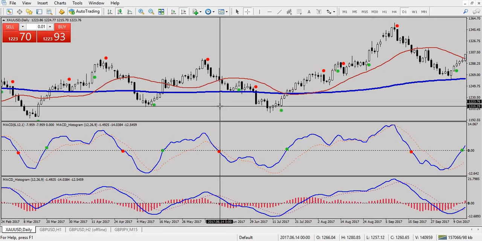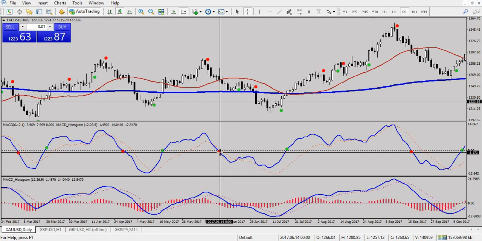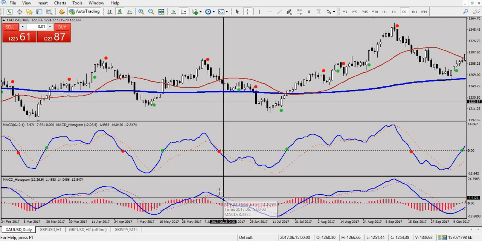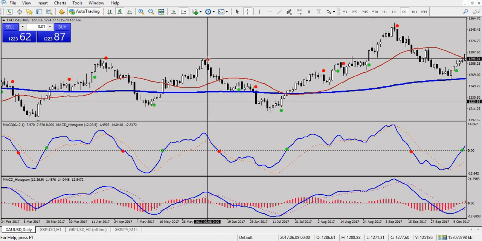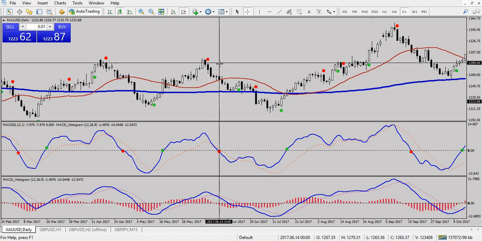So here we've got the reverse signal. We've got a confirmed cross through the 0 level. The standard MACD is heading down. We've already had a red dot in the QMP, so we've got enough criteria already.